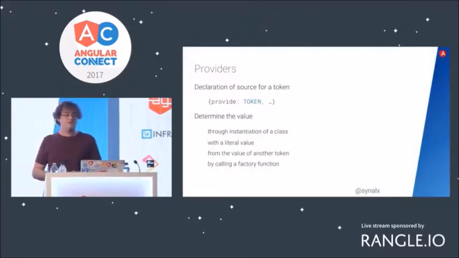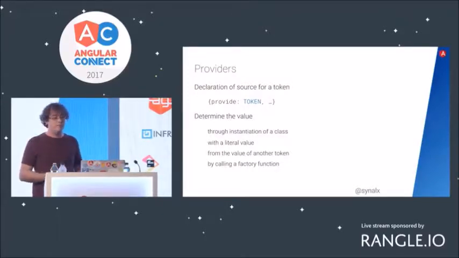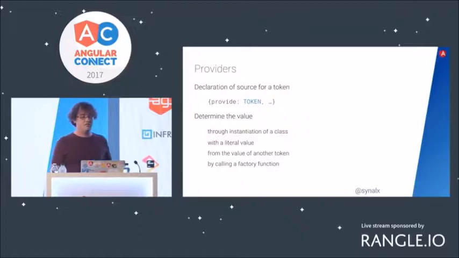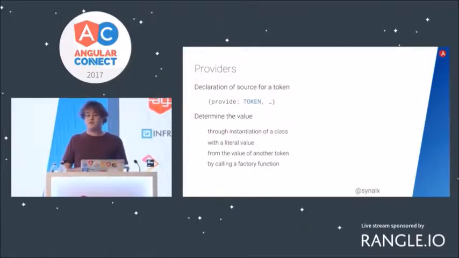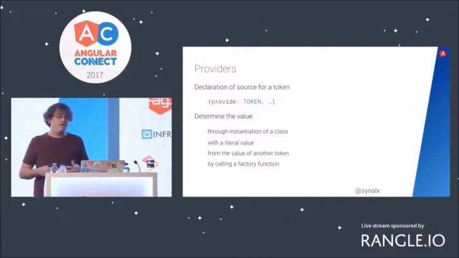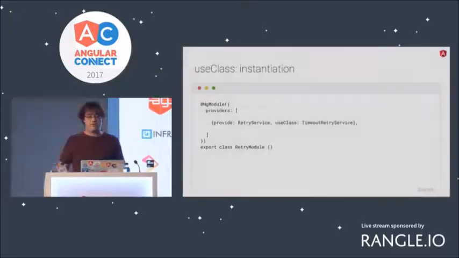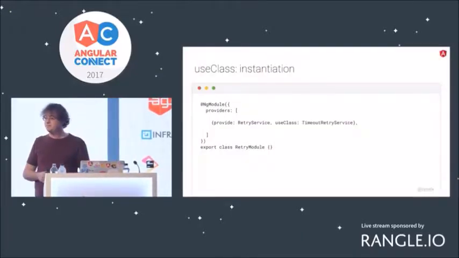So a provider in Angular is a declaration of where the value of a token should come from. And in most cases, we ask Angular to provide us the token by instantiating a class. You can also provide a literal value or ask Angular to alias the token to another type. And finally, you can take over completely and give Angular a factory function that it will use to create the token. So let's go through a quick example of each of these.